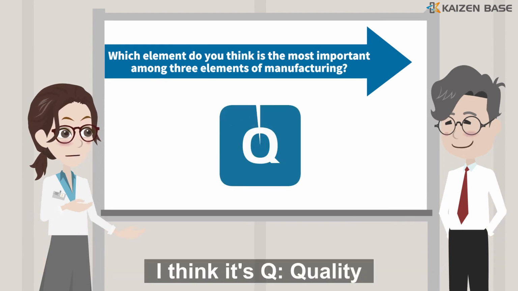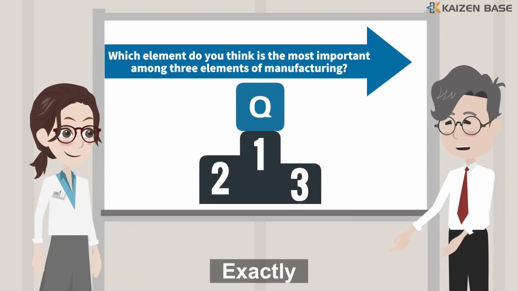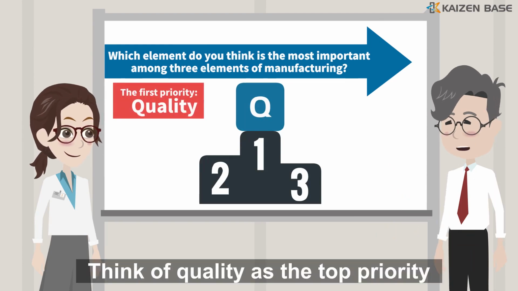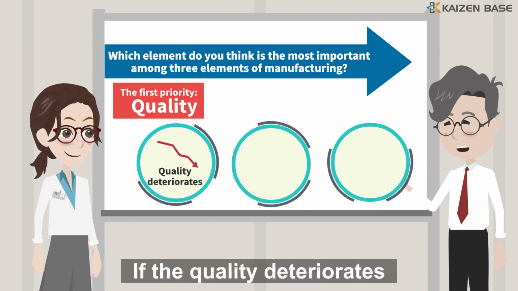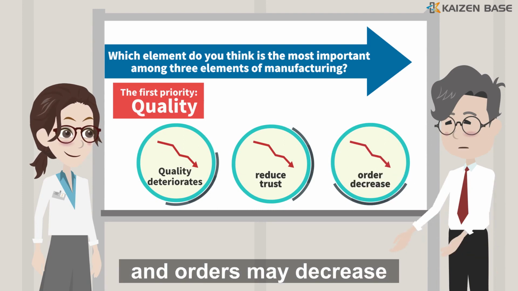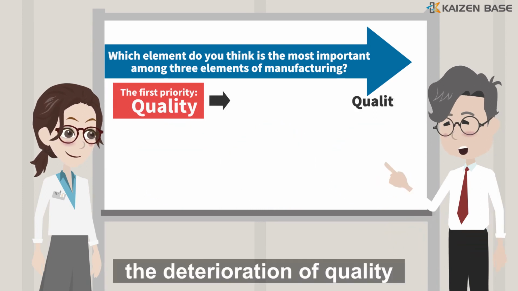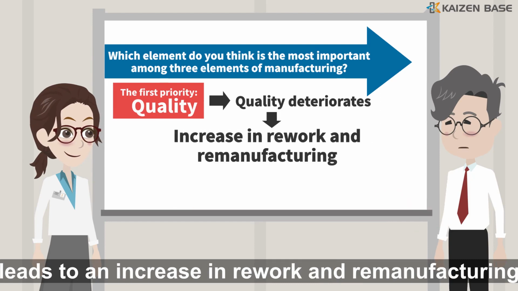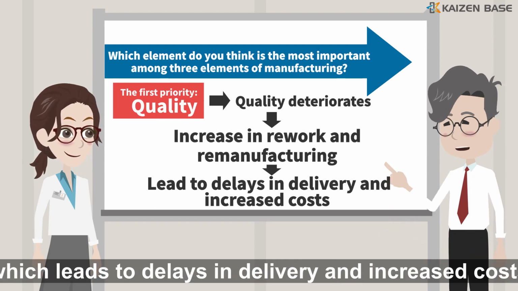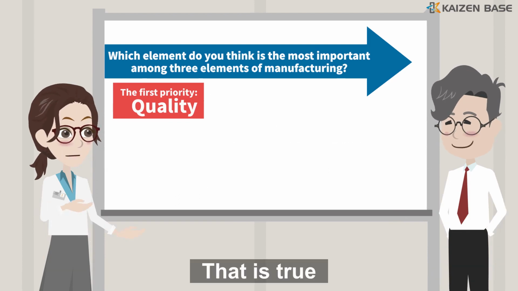I think it's Q, quality. Exactly. The first priority is quality. Think of quality as the top priority. If the quality deteriorates, claims can reduce the company trust and orders may decrease. In addition, the deterioration of quality leads to an increase in rework and remanufacturing, which leads to delays in delivery and increased costs. That is true.